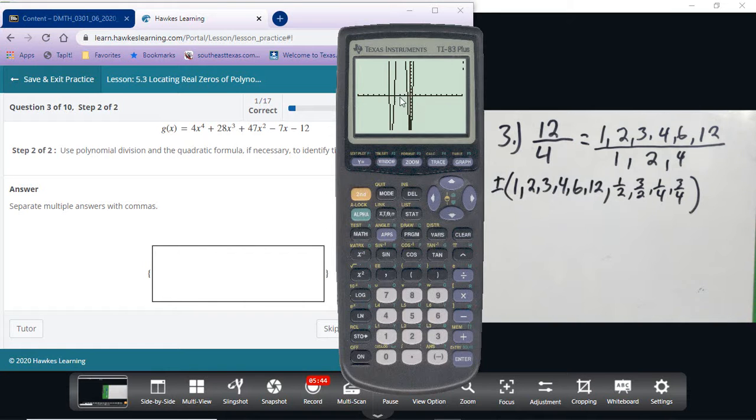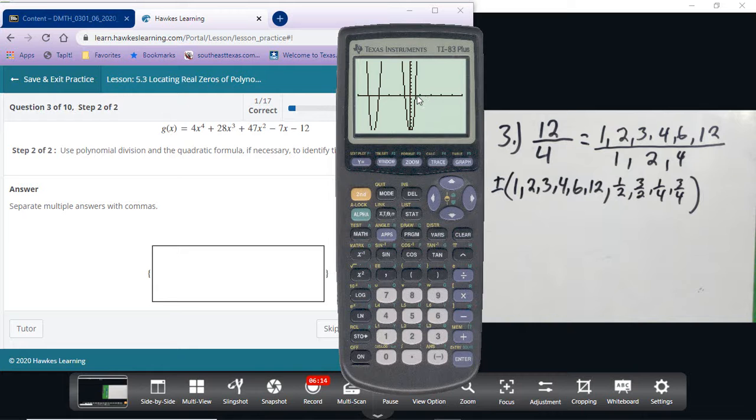Okay, so what I did was I went to my window, so just go to window, and I changed my x minimum to just -5. Alright, I changed my x max to +5, and I left the y as they were. So that kind of zooms in on the graph a little bit more, and you kind of see where it's crossing. So starting here, that's 1, 2, 3, 4, 5.